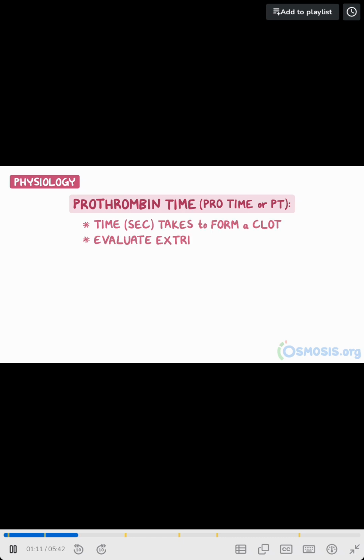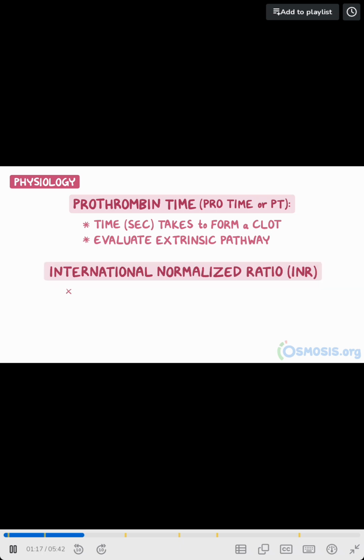Alright, prothrombin time, also known as protime or just PT, measures the time in seconds it takes to form a clot. It is used to evaluate the extrinsic pathway. Similarly, the international normalized ratio, or INR for short, is the time it takes to form a clot presented as a ratio of the client's PT to a control or standardized PT.